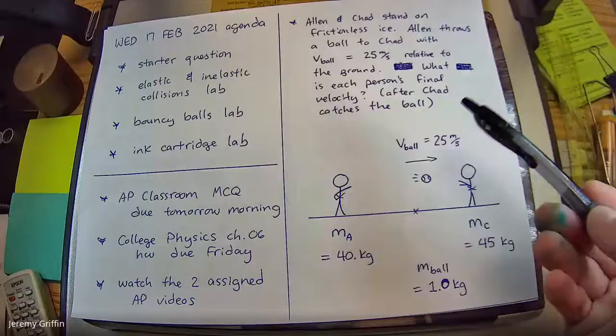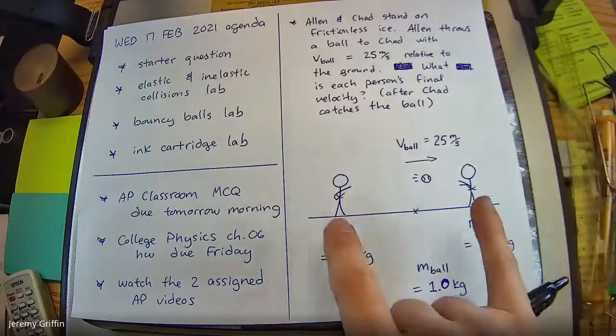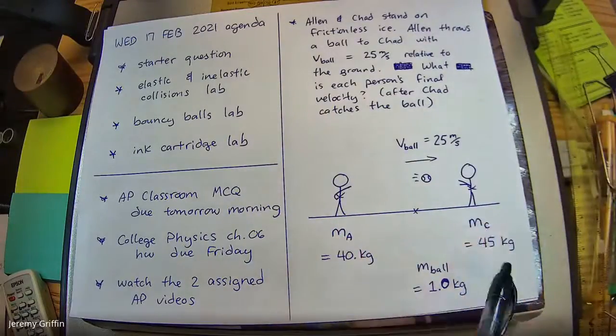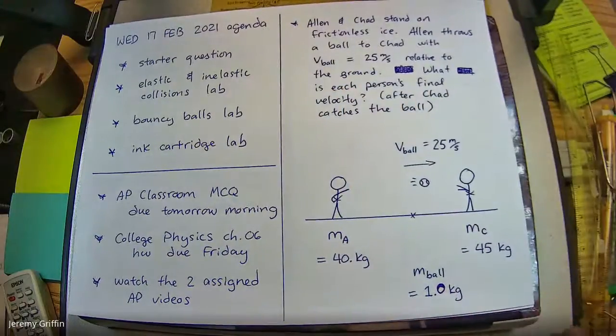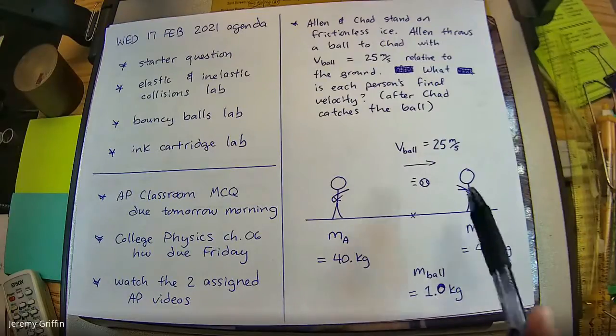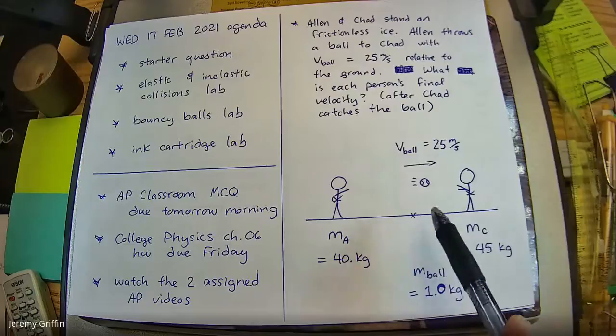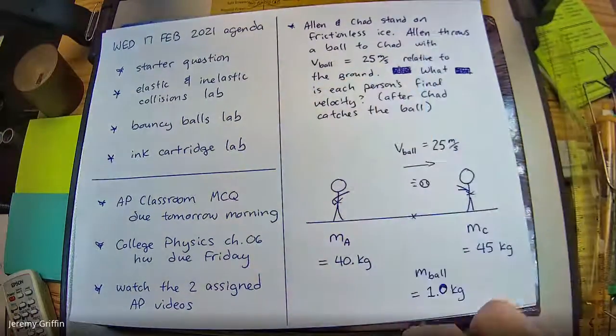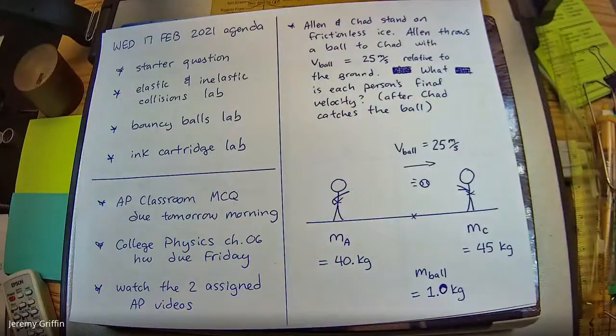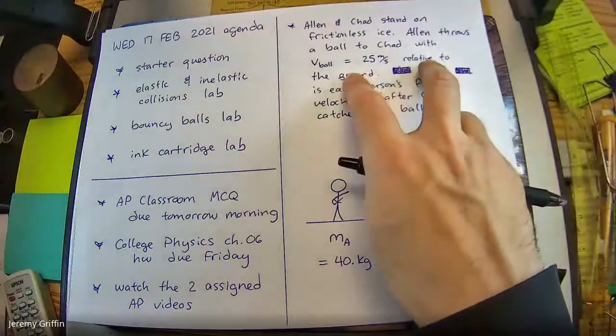All right, here's guys' starter question. So we've got Alan and Chad. Right, here's Alan and Chad. They're standing on frictionless ice. Ooh, frictionless surface. That's a lot like that magic school bus field, isn't it? It's frictionless surface. Alan throws a ball to Chad, and let's say you know the speed. They throws it. Notice this is relative to the ground. No, you'd probably assume that anyway, but here's a side thought.